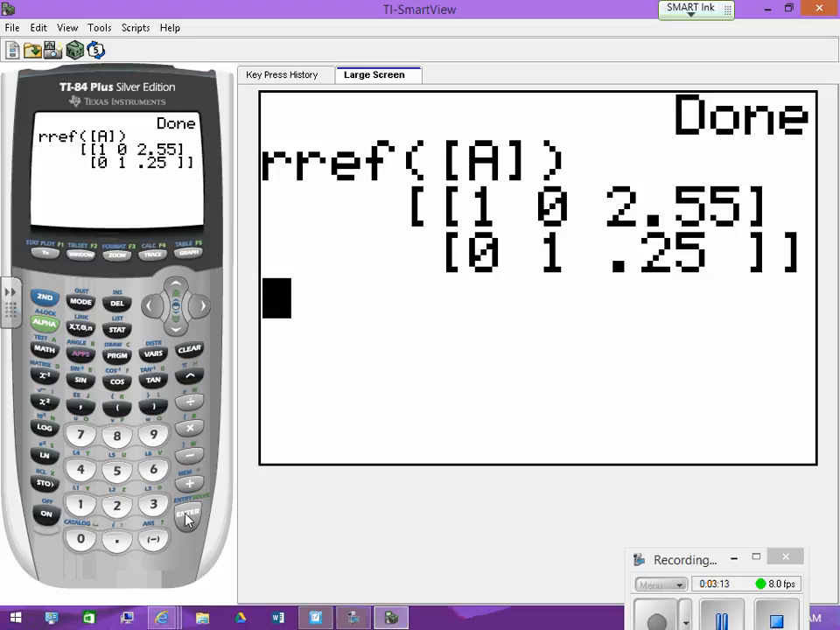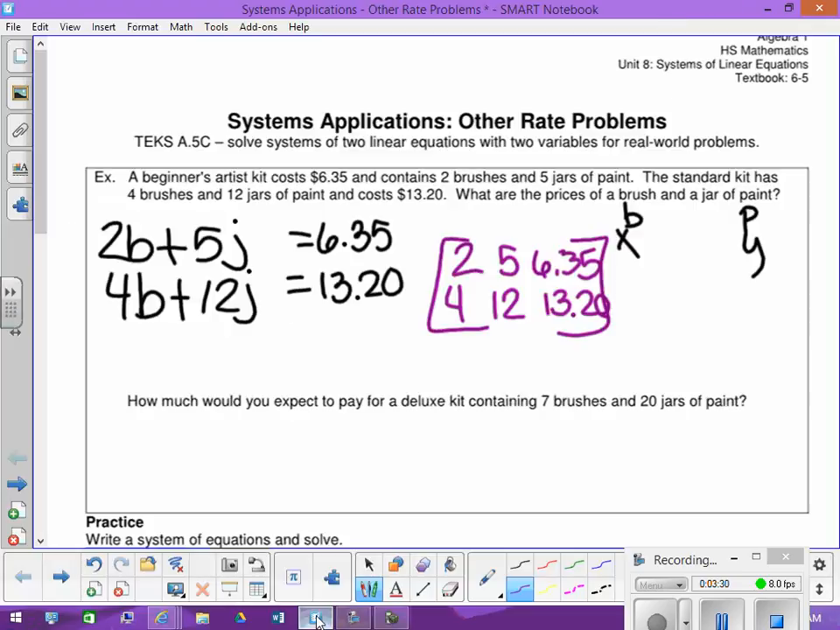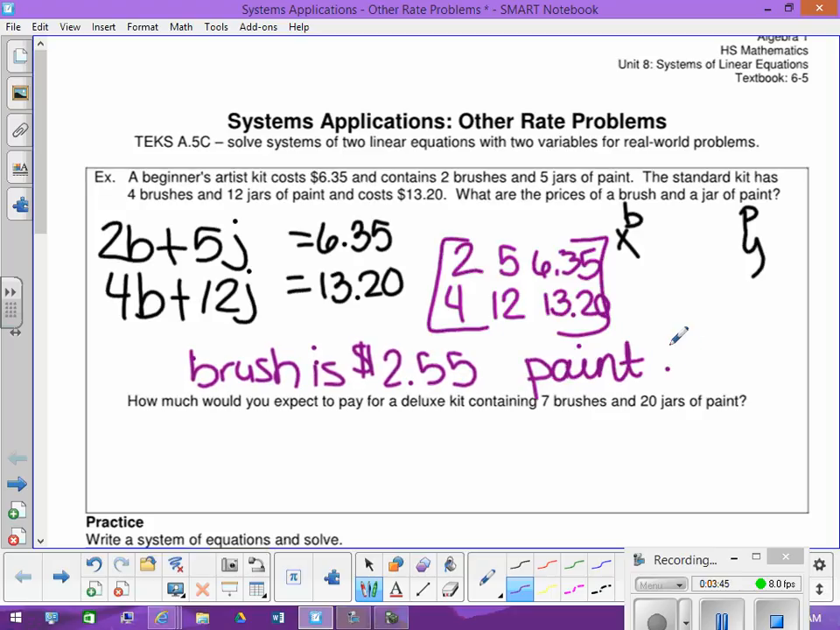So, when we get our answer here, we still have 2 rows and 3 columns. The last column is our answer. So 255 goes with what? The B, the brushes. So it's 2.55 a brush, 25 cents for each paint. So when it asks us for answers here, that's what we want to put. That a brush is $2.55. Your paint is 25 cents per can.